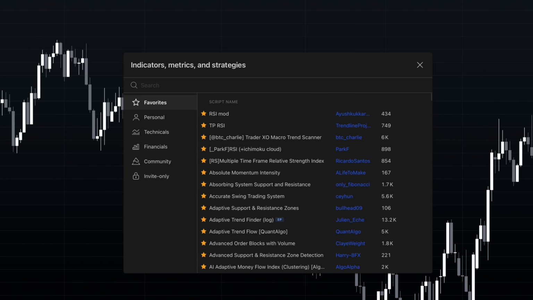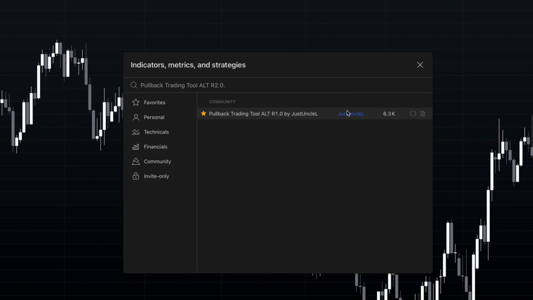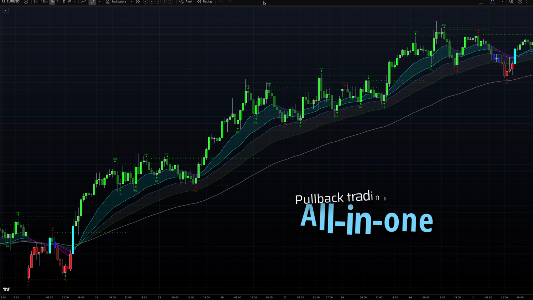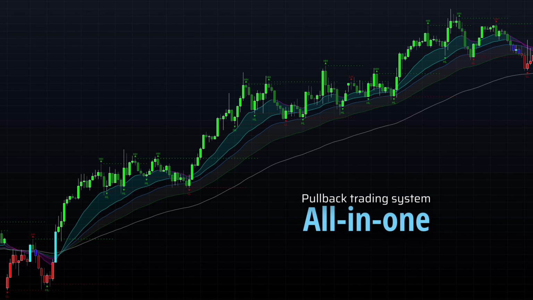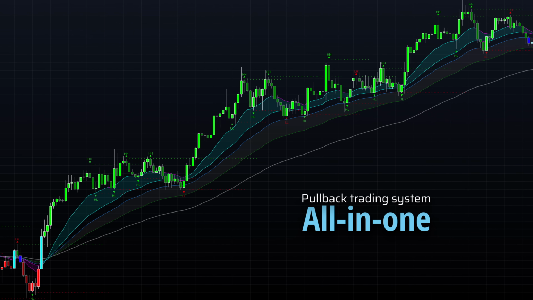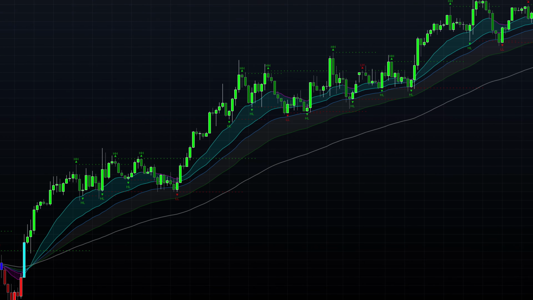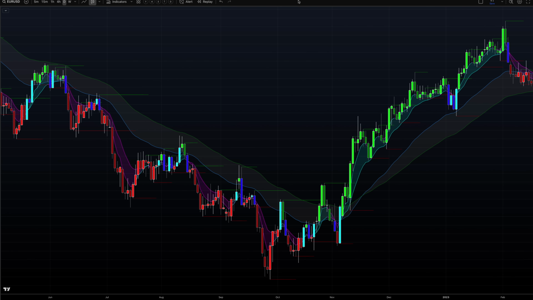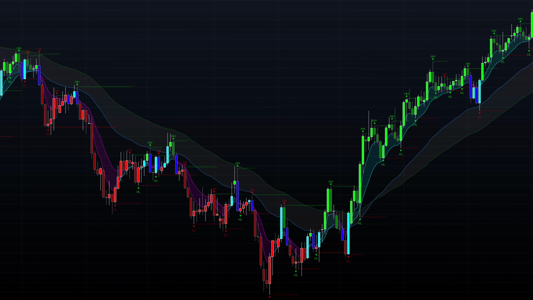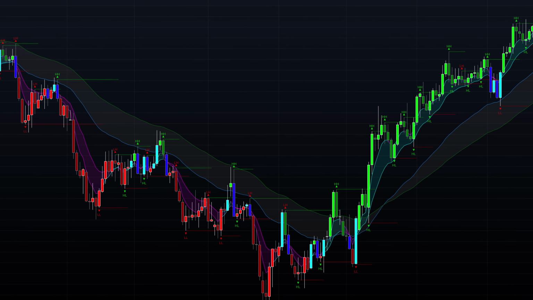Pullback Trading Tool, ALT R2.0. Created by Just Uncle L, this comprehensive PineScript indicator serves as an all-in-one pullback trading system that integrates multiple technical analysis components into a cohesive methodology. The tool combines anchored moving averages, pivot detection, trend identification, and alert generation, specifically designed for trading retracements within established trends.